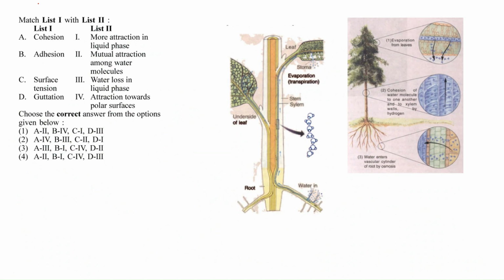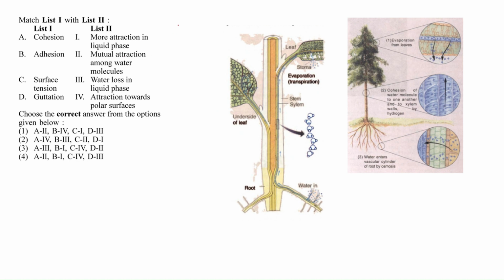Let us solve a question asked in NEET examination. Match List 1 with List 2. Cohesion, adhesion, surface tension, guttation; more attraction in liquid phase, mutual attraction among water molecules, water loss in liquid phase, attraction towards polar surfaces. So, I have uploaded two videos related to transportation of substances in plants.